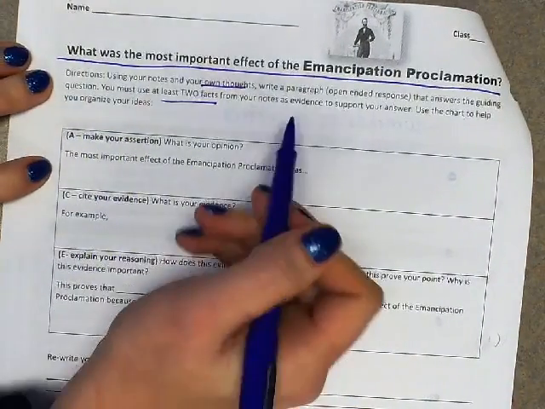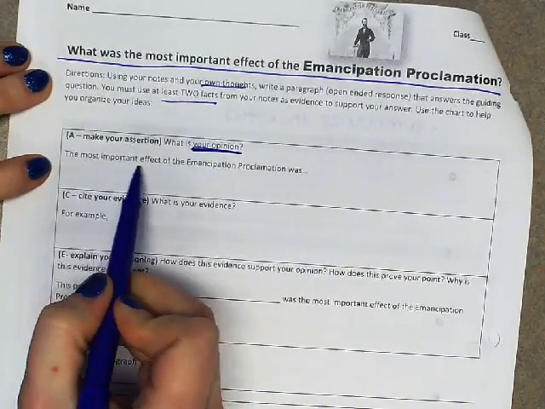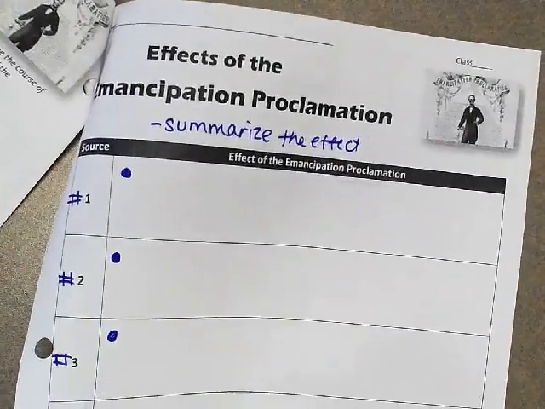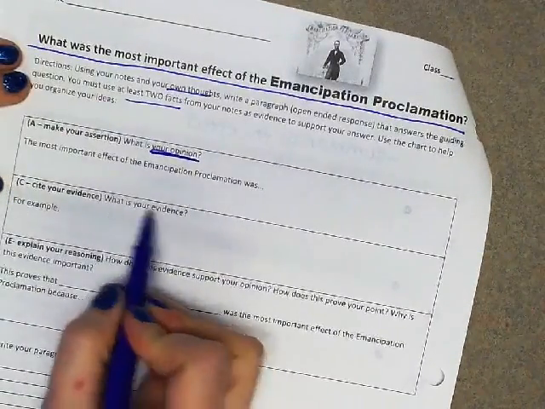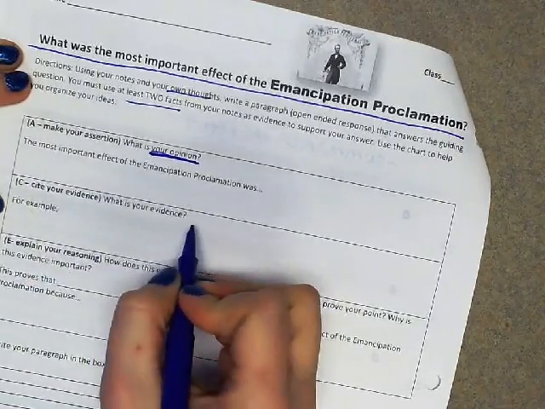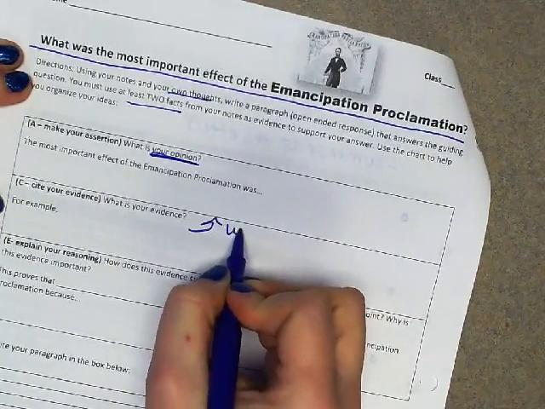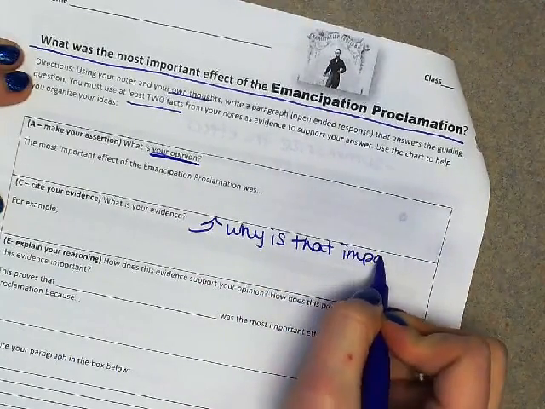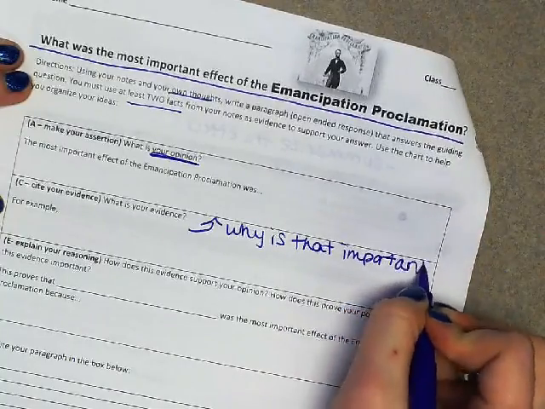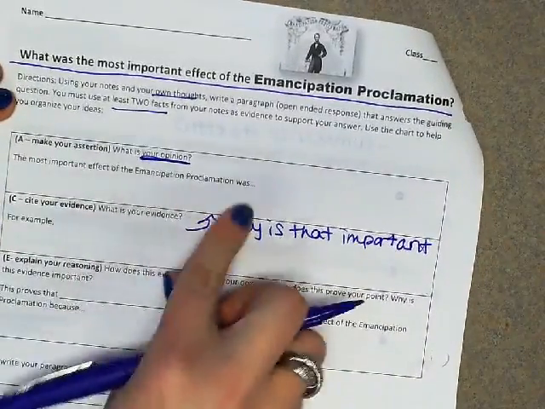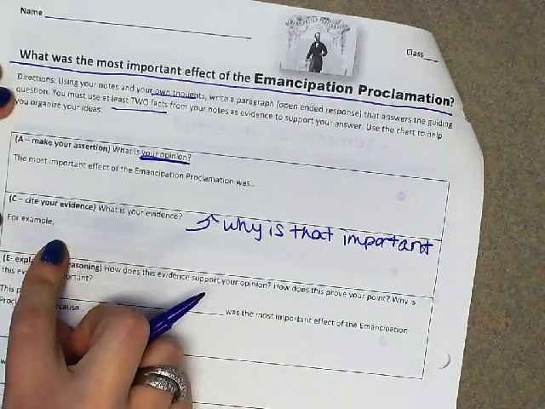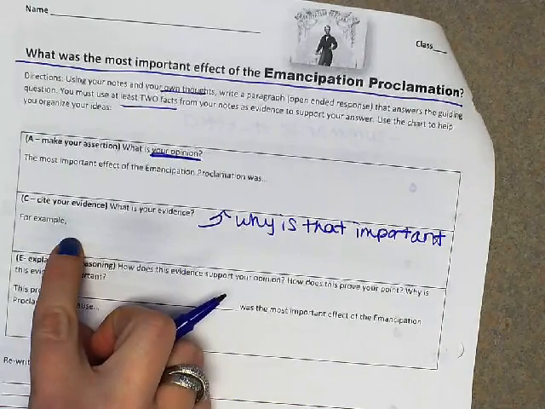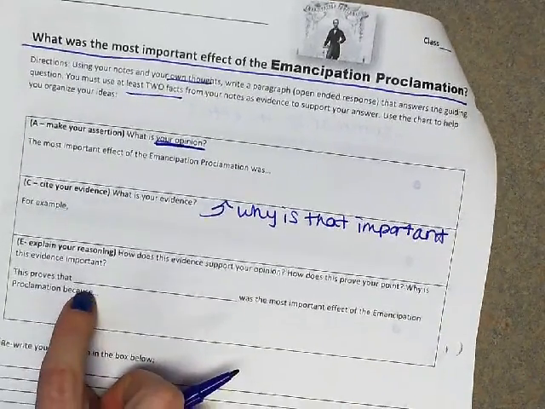So, what's your opinion? The most important effect of the Emancipation Proclamation was, and I would go back to this to give you your answer. What is your evidence? For example, why do you think that this is important? Why is that important? You're telling me why you think this is the most important thing. Give me an example of why it's so important. There's 4 causes. You tell me which one you think is the big deal. And then explain your reasoning.